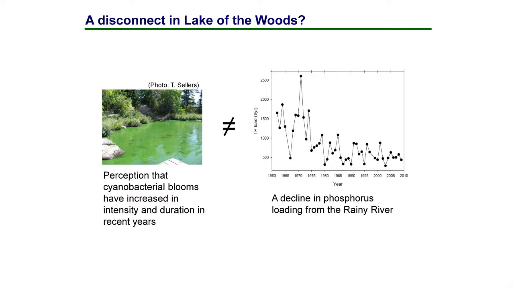That loading, the amount of phosphorus coming in, has actually gone down over time as there's been improvements to the amount of phosphorus coming from paper mills along the Rainy River. So blooms seem to be getting worse, but the loading in this case is actually going down. And the phosphorus concentration in the lake is really unchanged or going down slightly as well.